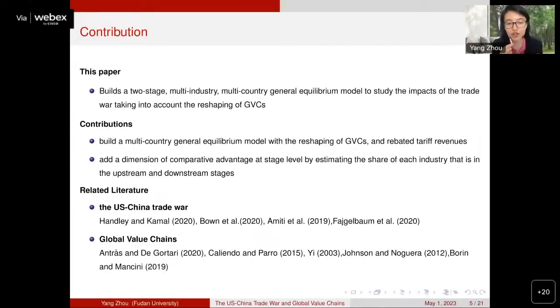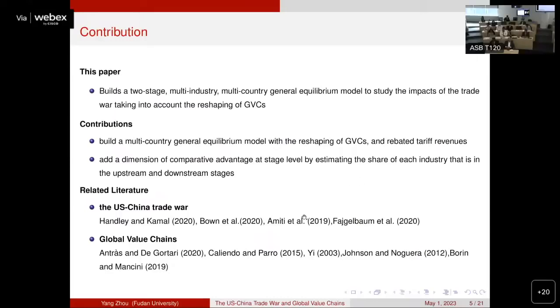So there are several related literatures. The top one is about the U.S.-China trade war, and the bottom one focuses on and studies the structure of global value chains.